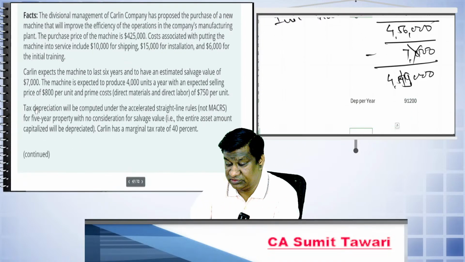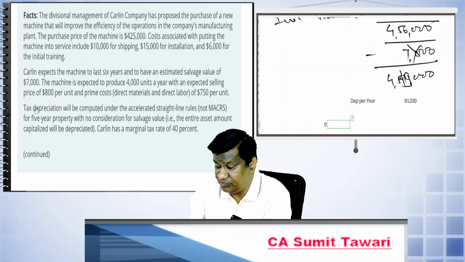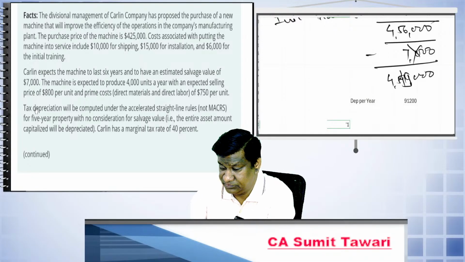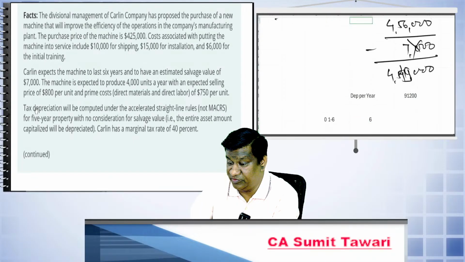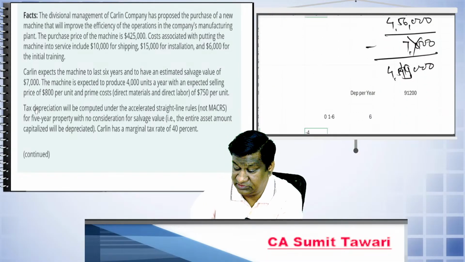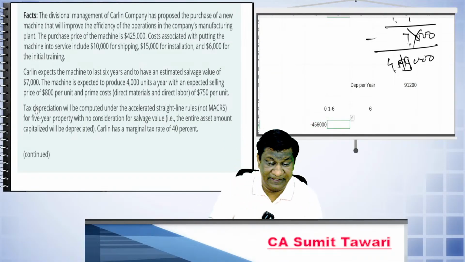So first year 0, then years 1 to 6, and the 6th year. In the first year, whatever the asset cost is, which is 4,56,000, this is minus. Then for the first to 6th year, we consider the following.